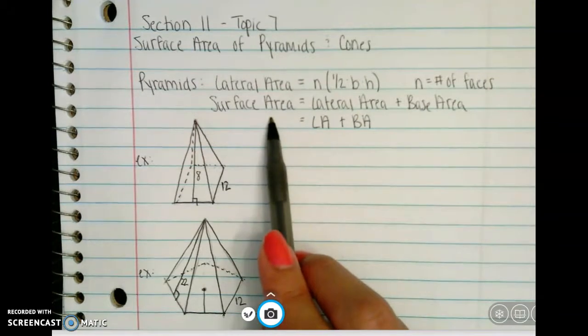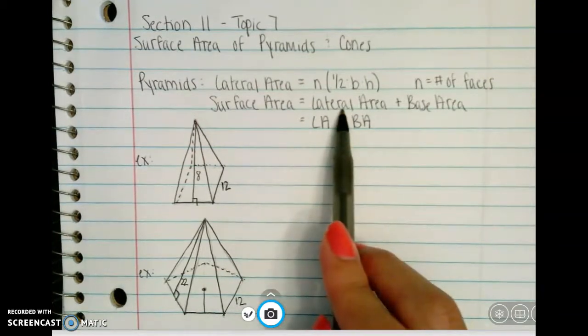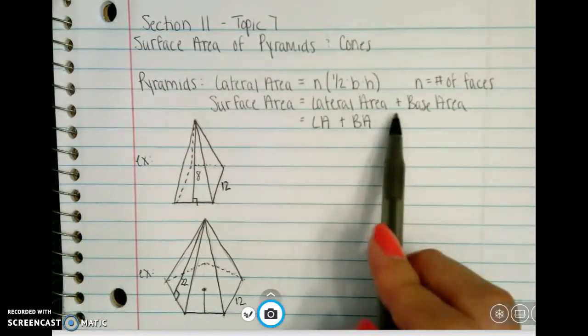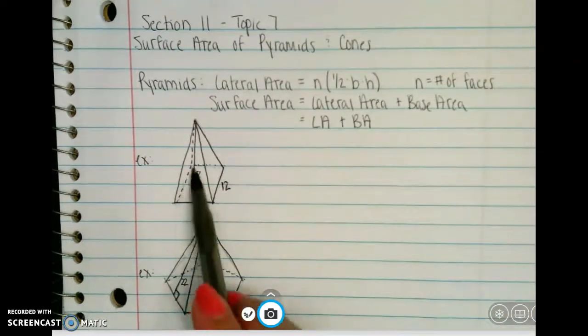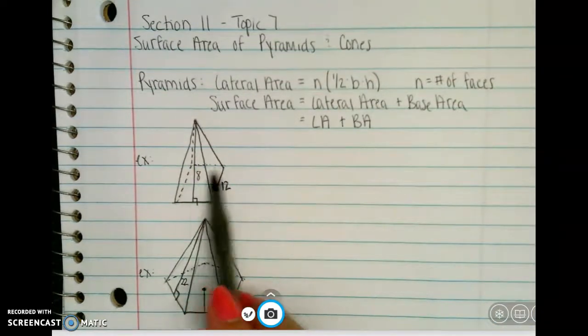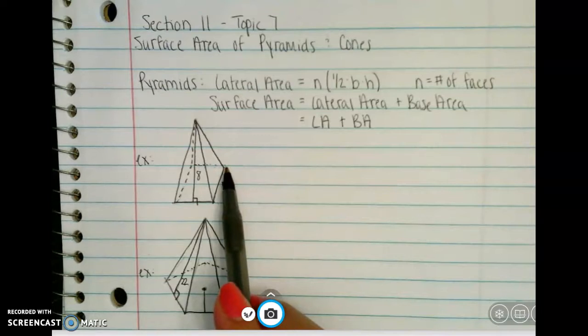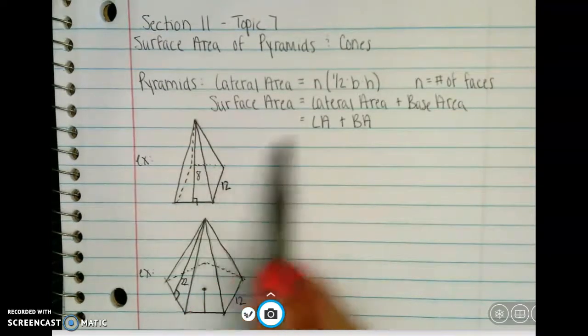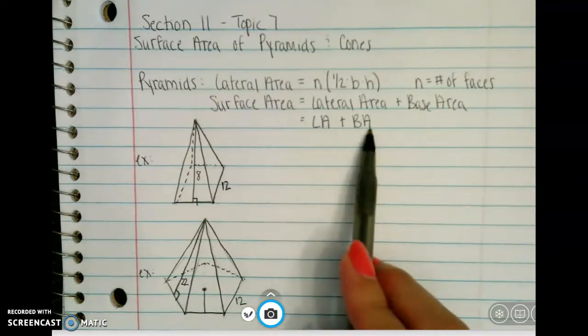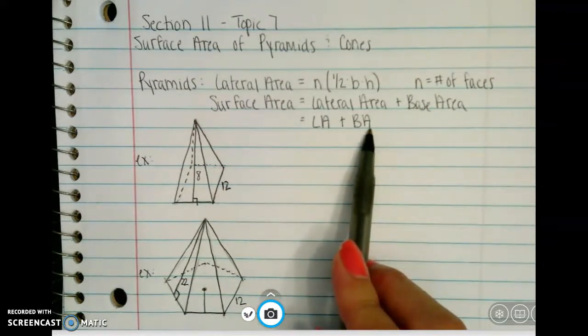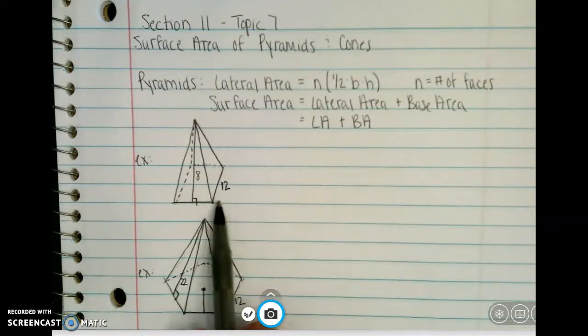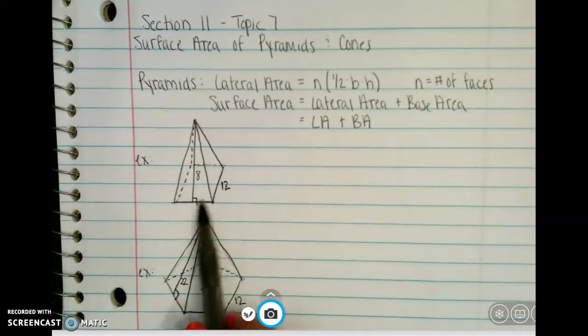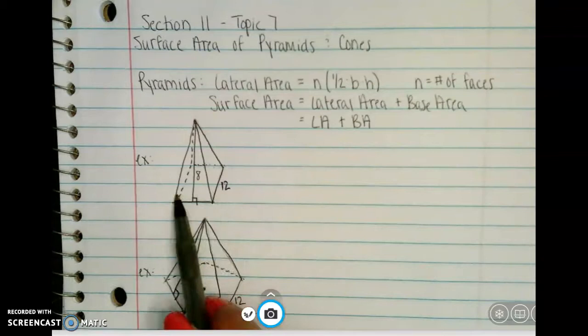So the surface area is calculated from the lateral area, again, all the faces, plus the base area. This is different from the prisms and cylinders because there's only one base in all pyramids. So it's the lateral area plus one base is the surface area. To do this, first you have to identify what kind of base you have. So we have a square base.